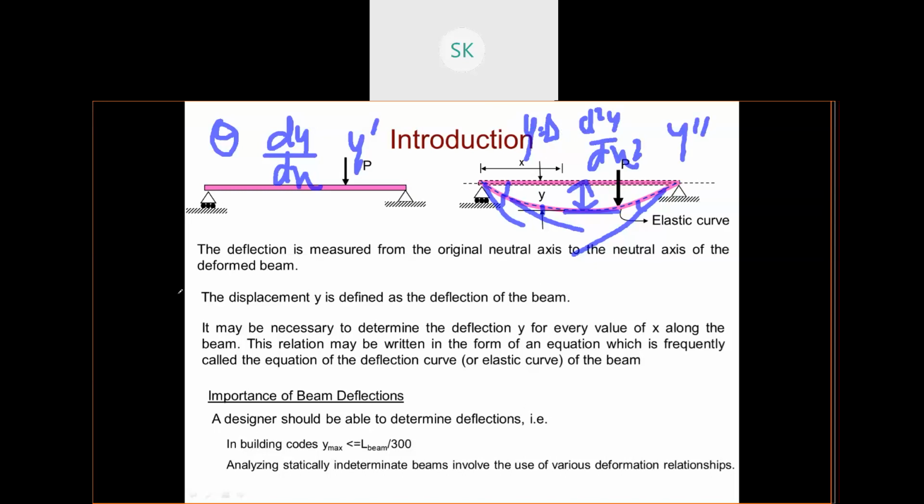What is the meaning of y triple dash? It will be d cube y by dx cube. Y double dash is d square y by dx square, y dash is dy by dx, y triple dash is d cube y by dx cube. So our theta is dy by dx, y dash. Our deflection is y, and the curvature term is d square y by dx square, y double dash.